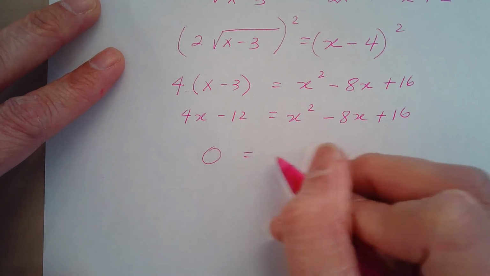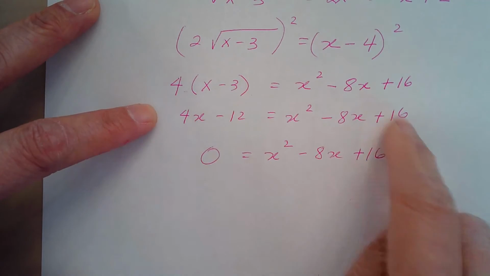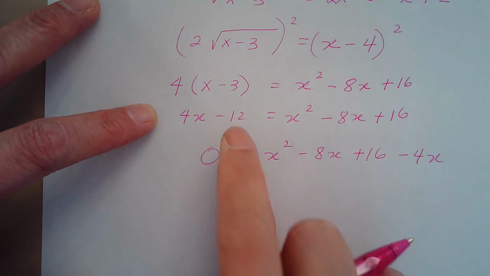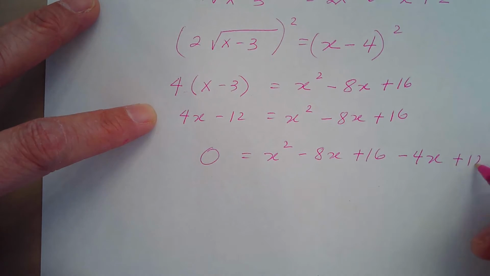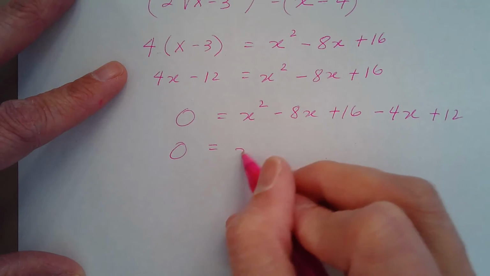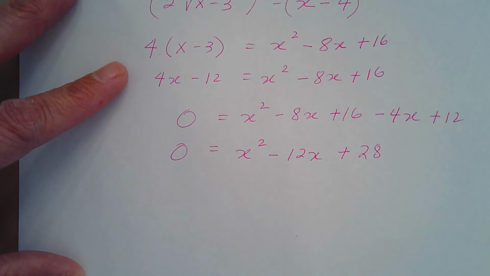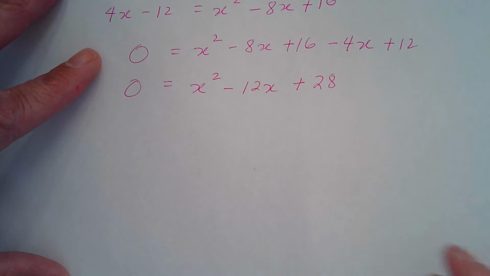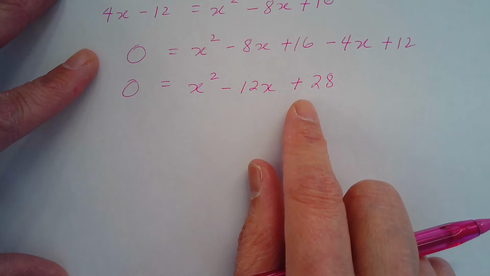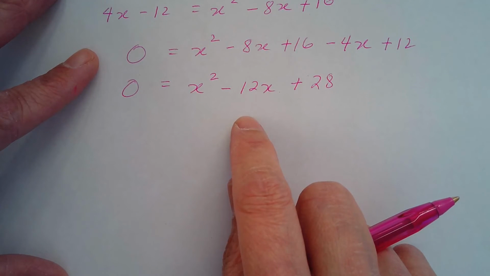So 0 equals x squared minus 8x plus 16. If I bring this to the other side, this is going to be minus 4x. If I bring that to the other side, that becomes plus 12. So x squared minus 12x, and then that's going to give us 28. Okay, good. I see. Is there any factor of 28? Is this going to be a factorable thing? Is there any factor of 28 that adds up to negative 12?